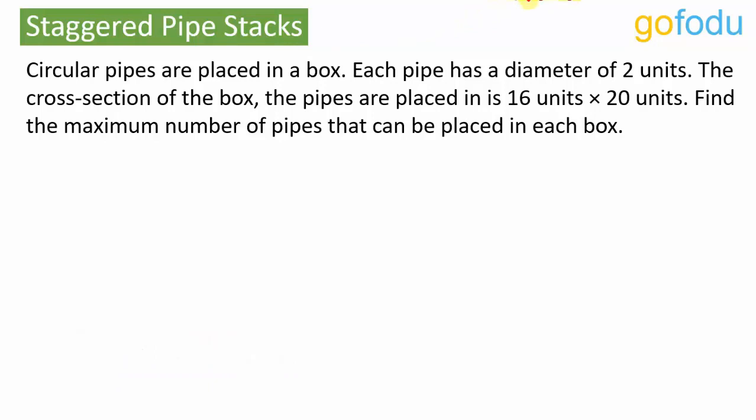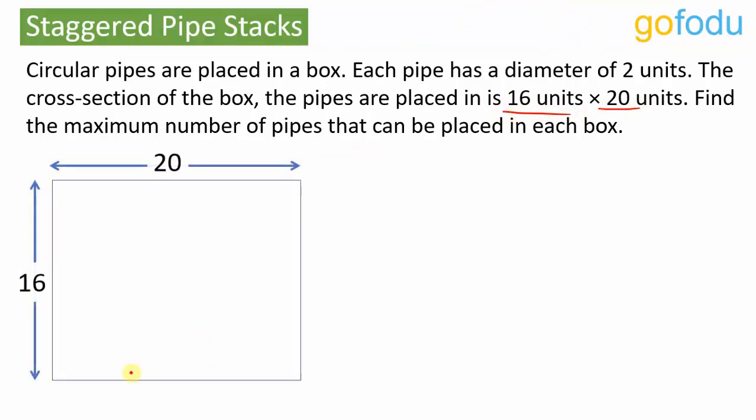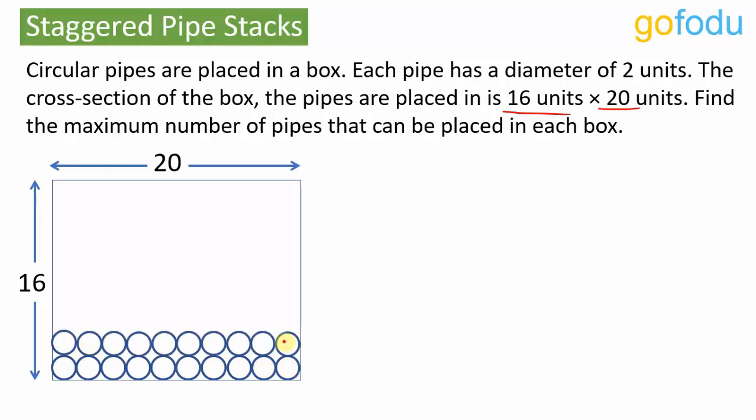So we have a box of 16 units by 20 units, and this length is 20 units. And we have to place pipes of diameter 2 units in it. So this length is 20 and we can place 10 such pipes here. Then we can put 10 above it. Then 10 more like this.